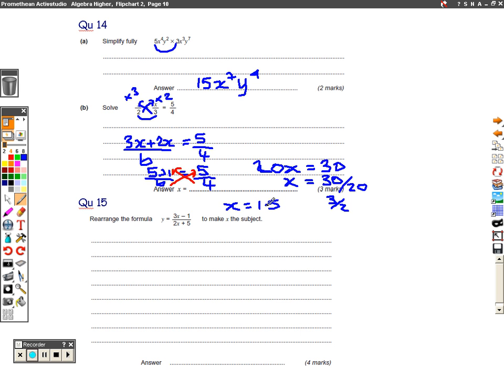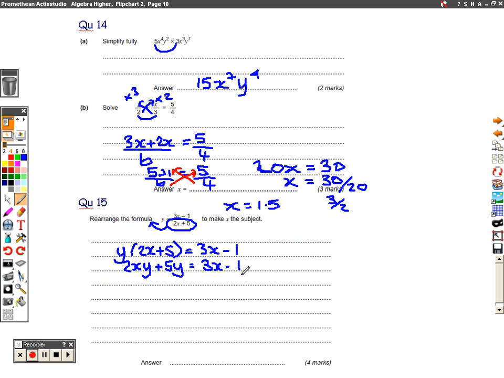Okay, question 15. Rearrange to make x the subject. Now, when you get a fraction like this, first thing you've got to do is move this fraction over to multiply. So it becomes y upon 2x plus 5 is equal to 3x minus 1. And expand this bracket. We don't like brackets. 2xy plus 5y is equal to 3x minus 1.